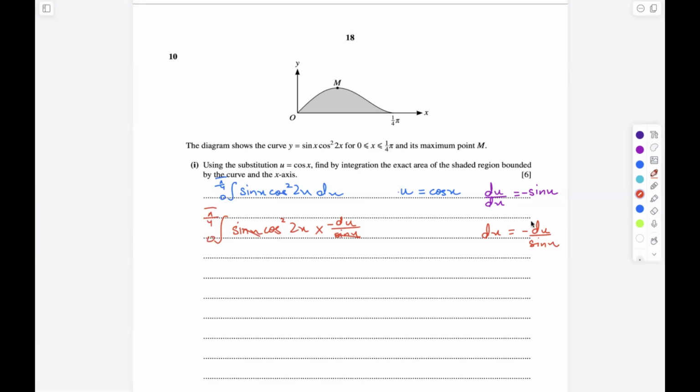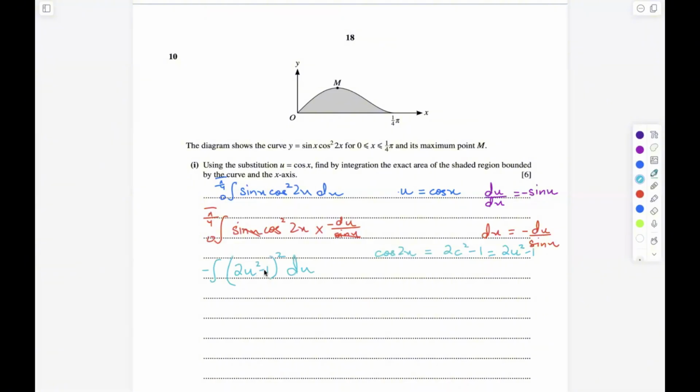Now we are left with cos squared 2x, and as the substitution is u equals cos x, we know that the identity for cos 2x is 2 cos squared x minus 1. And now in place of cos squared x, we can put u squared. So this will become 2u squared minus 1, and as it is a whole square, we'll put a whole square over here, minus du.